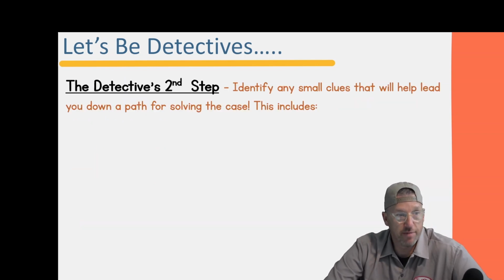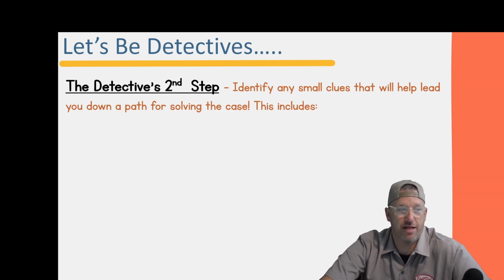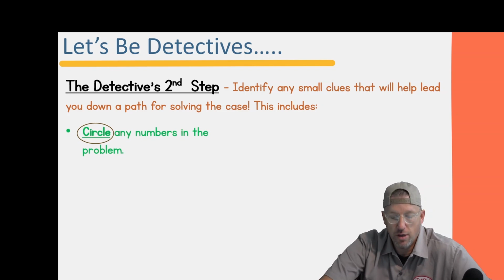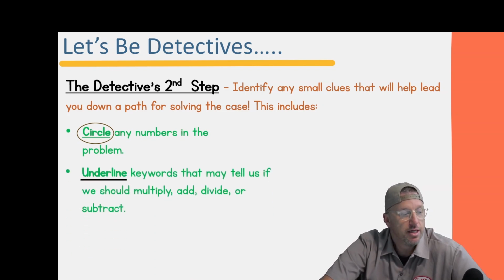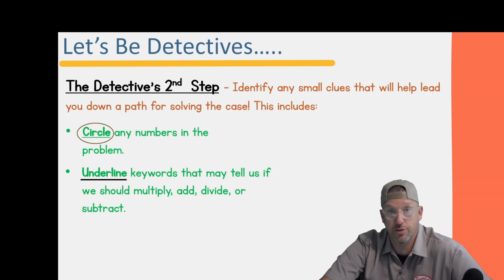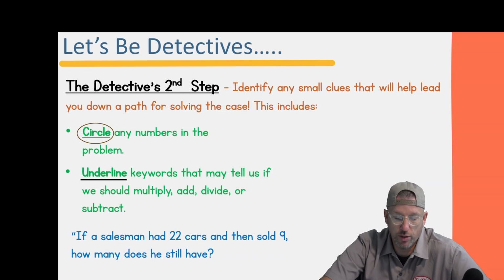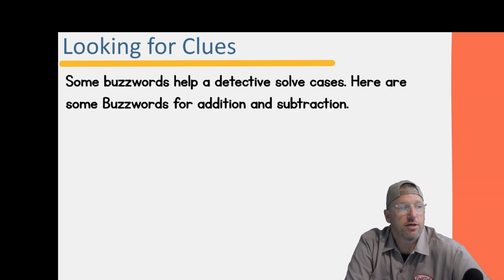The second step of being a detective is to identify any small clues that will help lead you down a path for solving the case. This means we're going to circle any numbers in the problem, and we're going to underline the keywords that may tell us if we should multiply, add, divide, or subtract. Because it really comes down to where am I going with this? I'm trying to build a roadmap, but also, how am I going to get there? Am I going to be multiplying, adding, or am I going to add and subtract? So if a salesman had 22 cars and then sold 9, how many does he still have? Let's go look at this real quick.